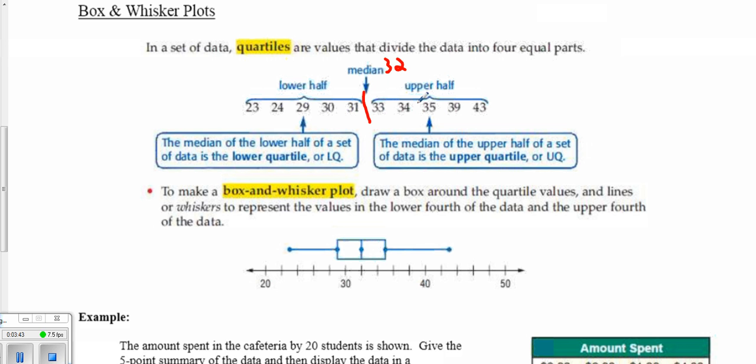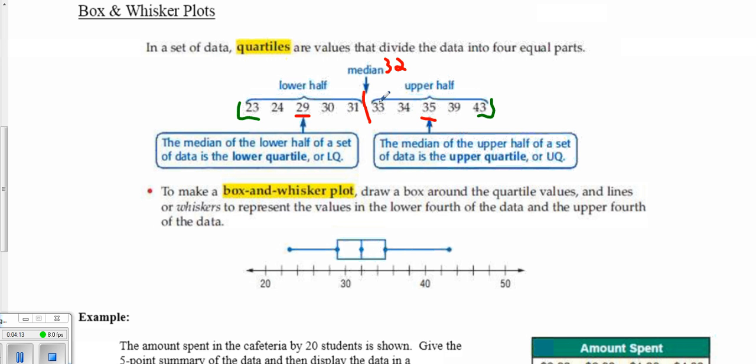Now, looking at our upper half over here, out of these 5 numbers, our upper quartile would be 35. Again, it's just the median of this upper half. Looking at the lower half, we have these 5 numbers. Our median there, the lower quartile, would be 29. It's just the median, or the middle, of these 5 numbers. If we wanted to find the extremes, our lowest value is 23, our highest value is 43.